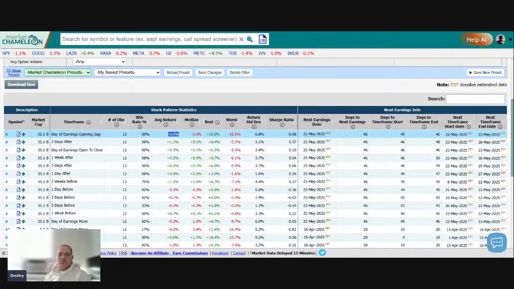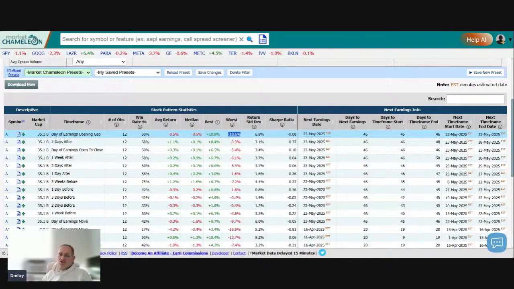If we look at the most extreme moves, though, up and down, the best move to the upside was 10.8%, worst was 10.6%. So those extreme levels you could see are very close together, about 10.8, 10.6%. So that gives you an idea of the potential moves to the upside or downside from a historical perspective and what it tended to do at the open.